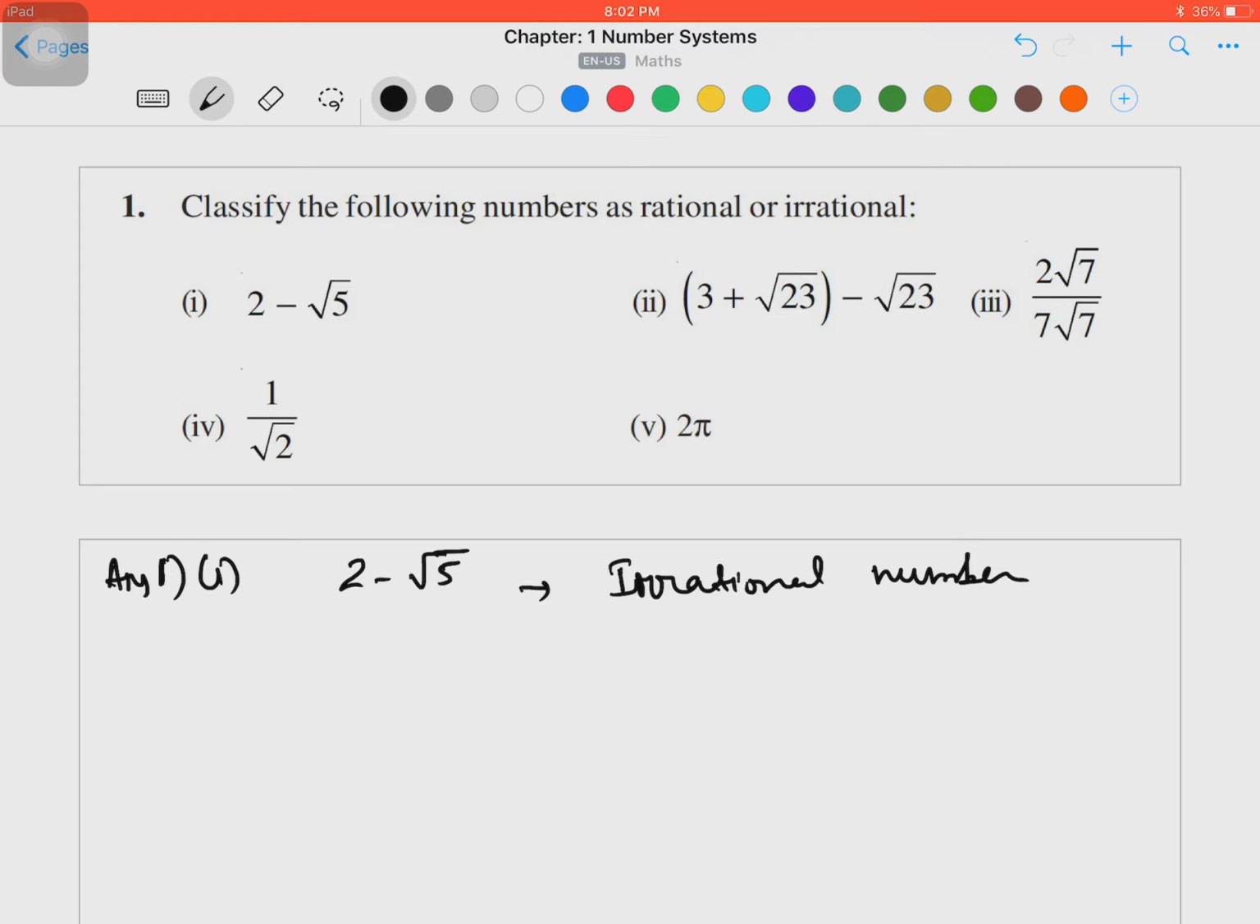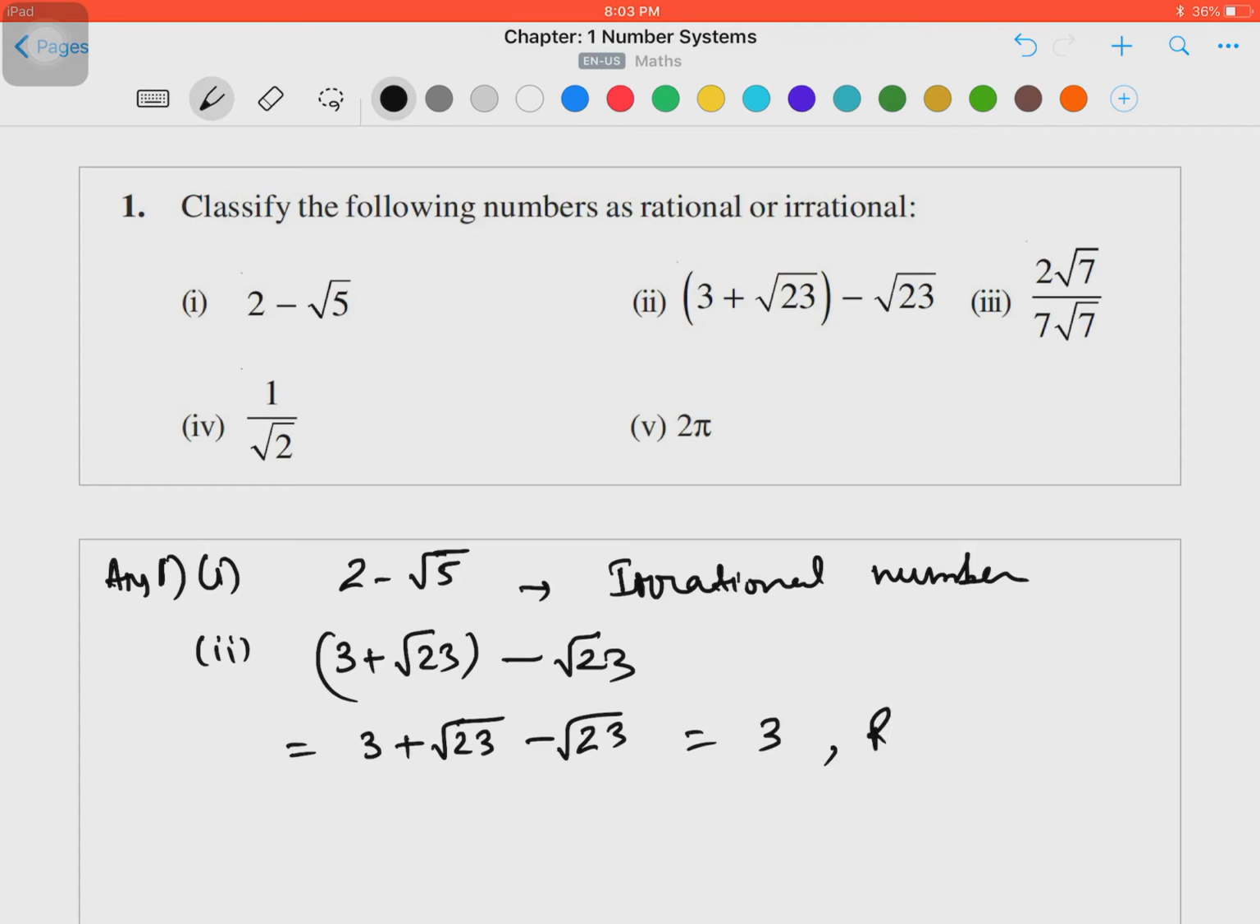Okay, this is because here we have subtracted a rational and irrational number. So the result will always be irrational. The second number is 3 plus root 23, bracket, minus root 23. We can write this as 3 plus root 23 minus root 23. These two will be cancelled out. The result will be 3, and 3 is a rational number.